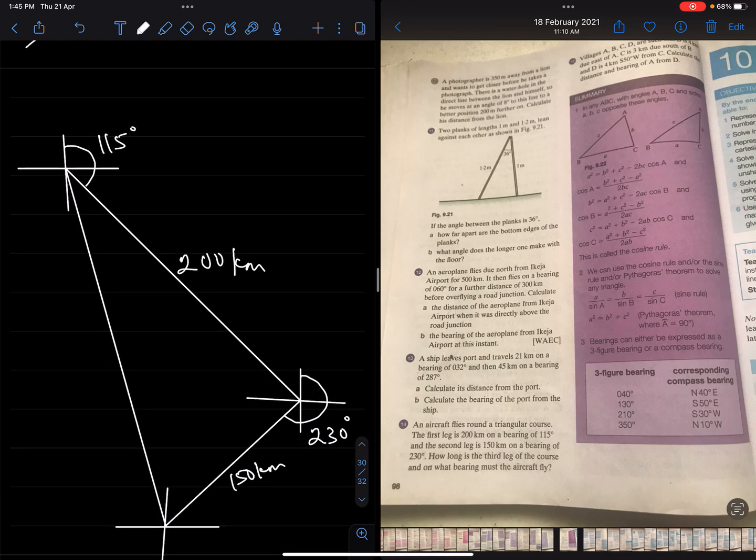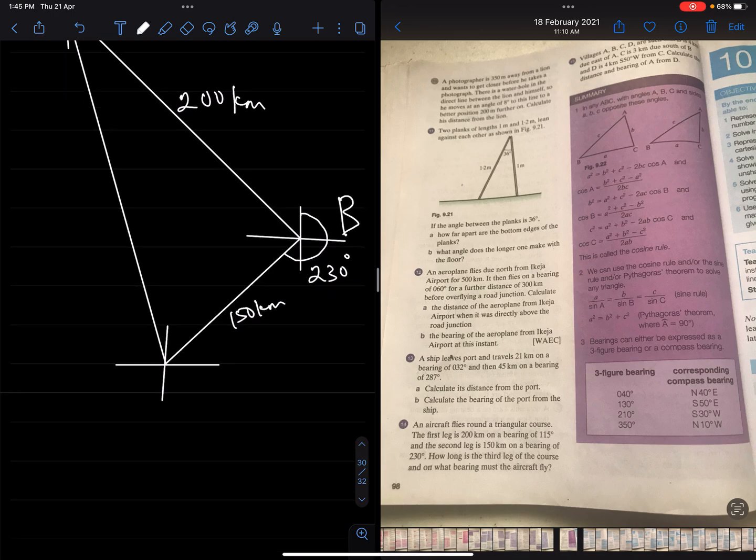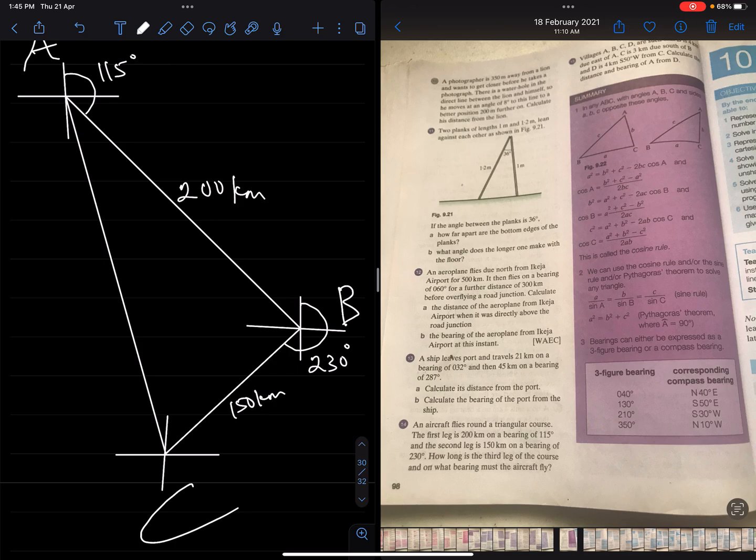So now let me name the points. Let me call the first point here A, the second point B, and this place C. So the first leg is AB, the second leg is BC, and the third leg is CA in that triangular form. Now, if this is 115 degrees, that simply means this small one is 115 minus 90, which is 25 degrees. So this small angle is 25 degrees. If that's 25 degrees, this will also be 25 degrees, alternate angles.